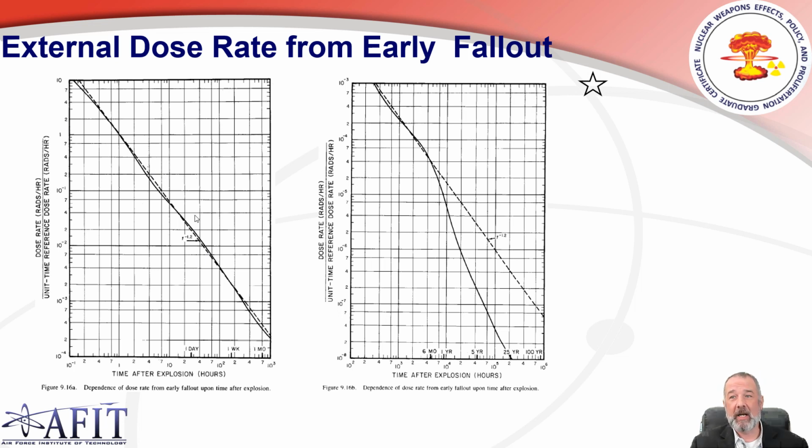Okay, now the dotted line is basically a theoretical calculation. It uses an equation, and that's why the line's pretty straight. Now what we see is the solid line is what they've actually measured, experimental data. The solid line kind of bobs and weaves around the dotted line, but it's pretty close, all the way out to about a month here.